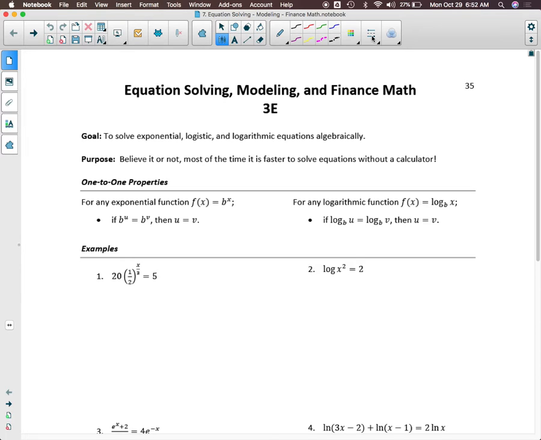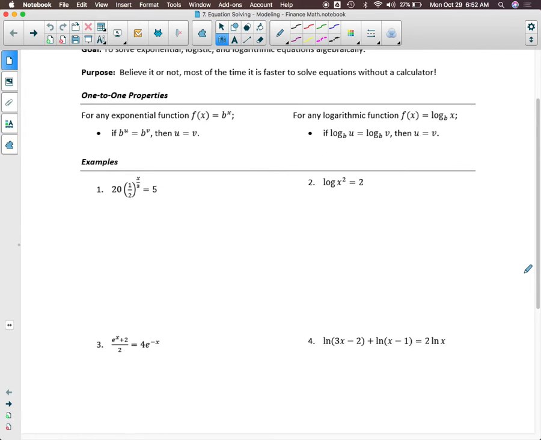So, ultimately, a lot of what we're doing involves these properties right here, these one-to-one properties. It says that if I have b raised to a power, and that equals the same b raised to a different number, well then those two exponents have to be equal. Same thing happens with log. If I have log of u equals log of v, then u and v have to be equal to each other. And these are called the one-to-one properties.